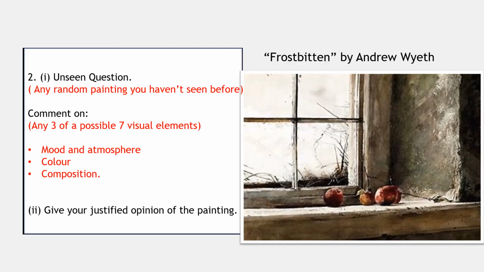Okay, so question 2 then is an unseen question, which means that you are being asked about any random painting or artwork that you will have never seen or studied before in class. So this again is similar to an exam question, where you would be asked to comment on any selected 3 of the 7 visual elements, again about how they are used effectively in the painting or artwork that you haven't seen. And then the second part of the question again is to give your justified overall opinion of the painting.